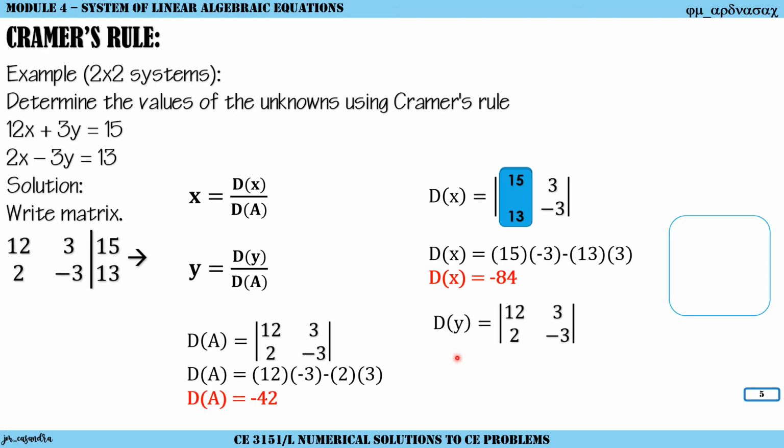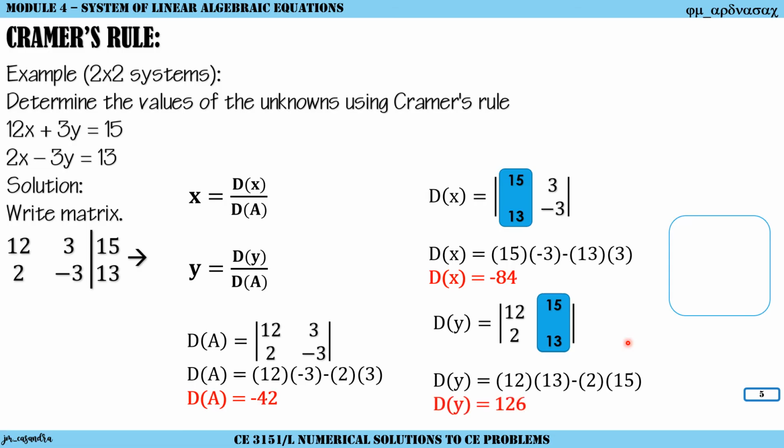And then for y, again we have here our coefficient matrix. We are solving for the y column, so the y column will now be replaced by the column of constants. So dy is equal to 12 times 13 minus 2 times 15, which is 126. For the value of x, that will be 84 divided by 42, giving us a value of 2. And for y, that will be 126 divided by negative 42, which is equal to negative 3.